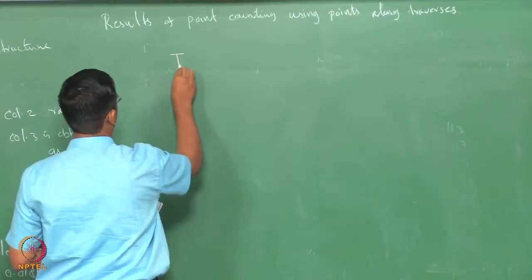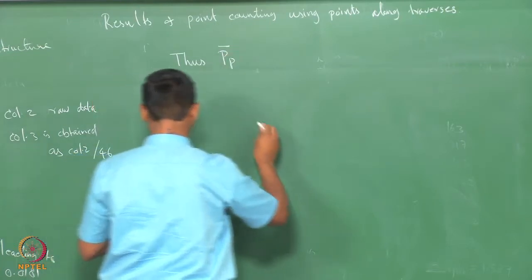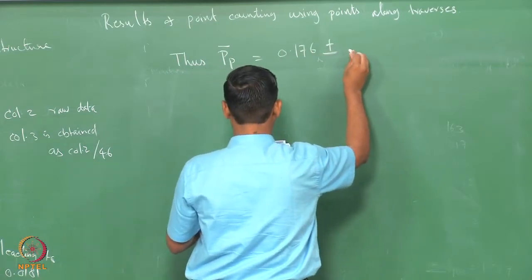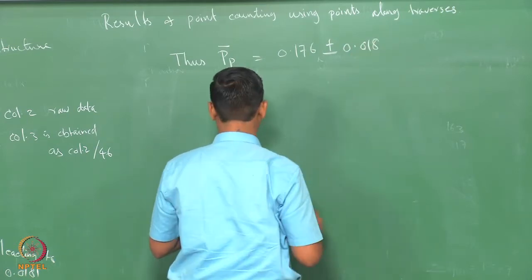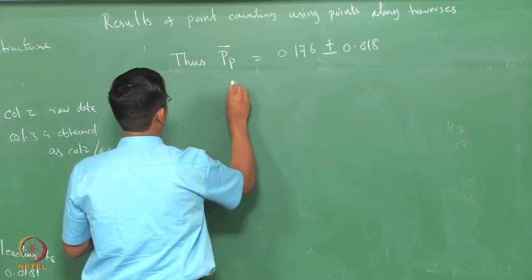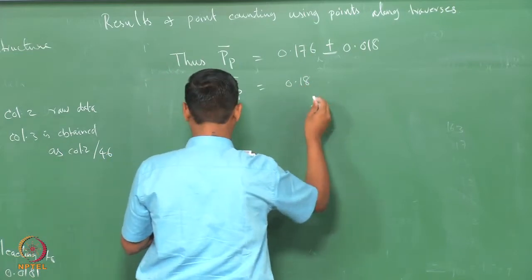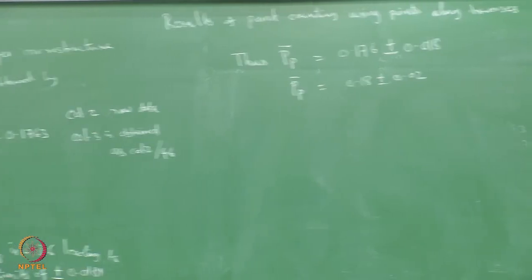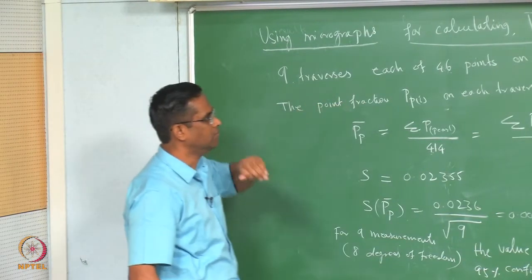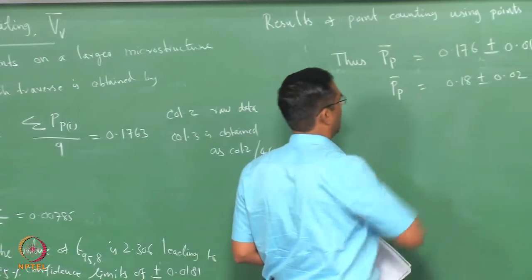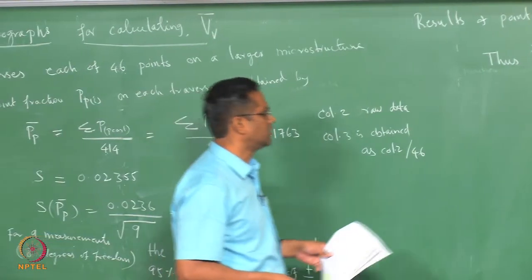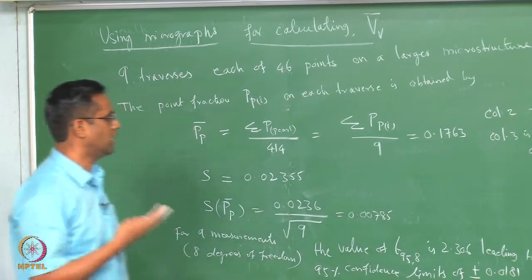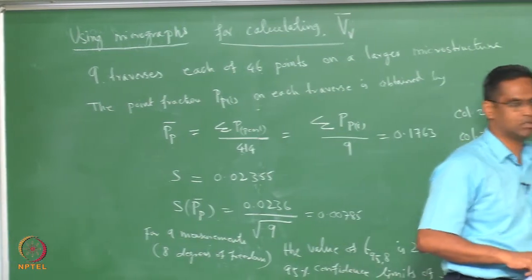What I will do is, so what we are getting from this using the traverse line, and we are getting the value of 0.18 plus or minus 0.02, which is in very close agreement with what we have calculated using the example we have seen in the case study of using graticule and a microscope. The value appears to be very close to this value.